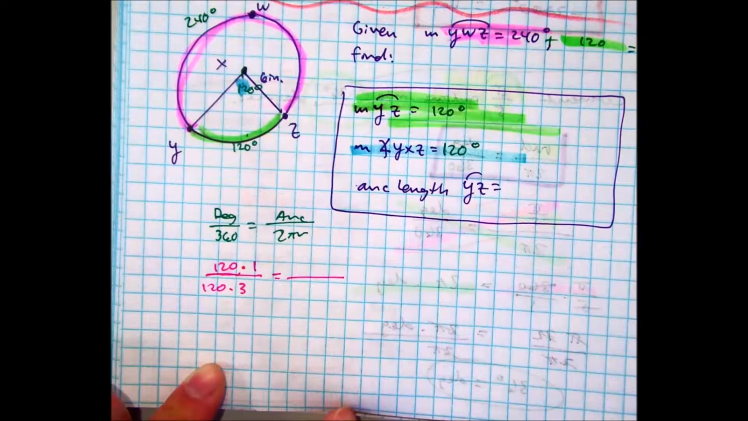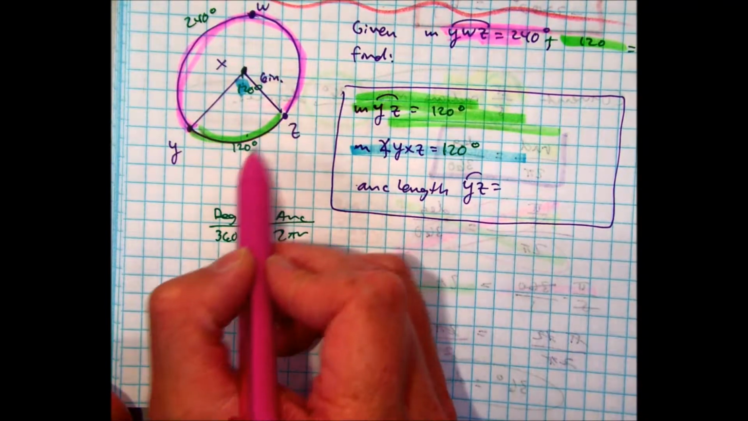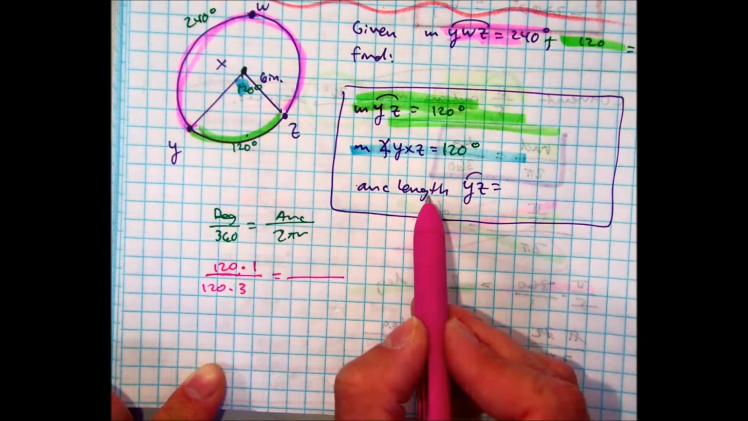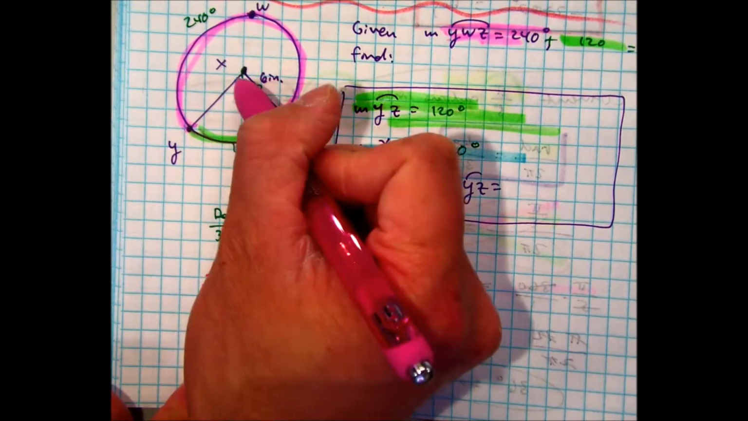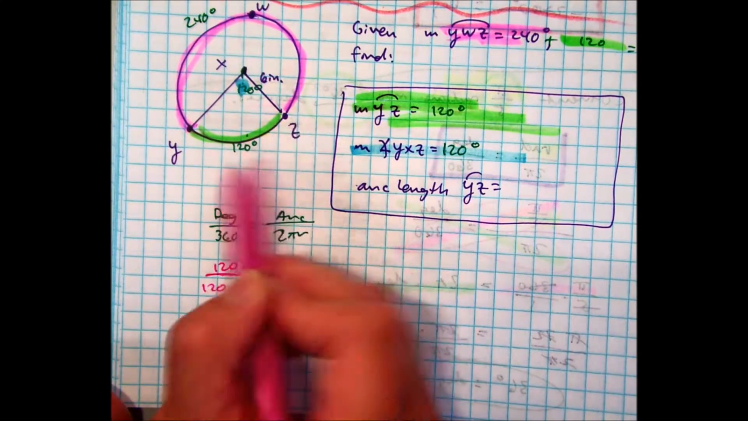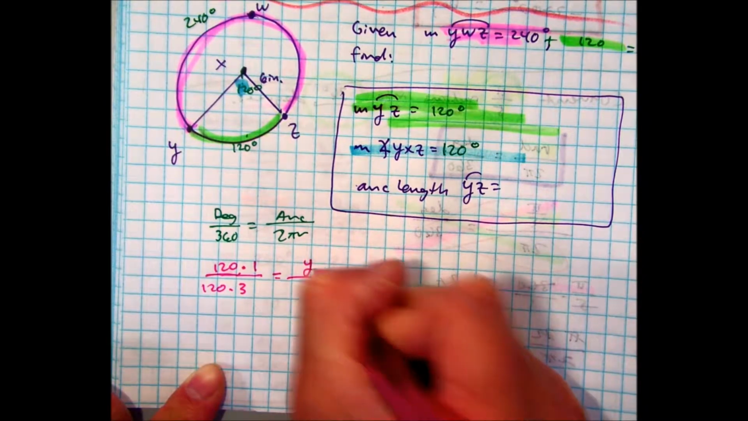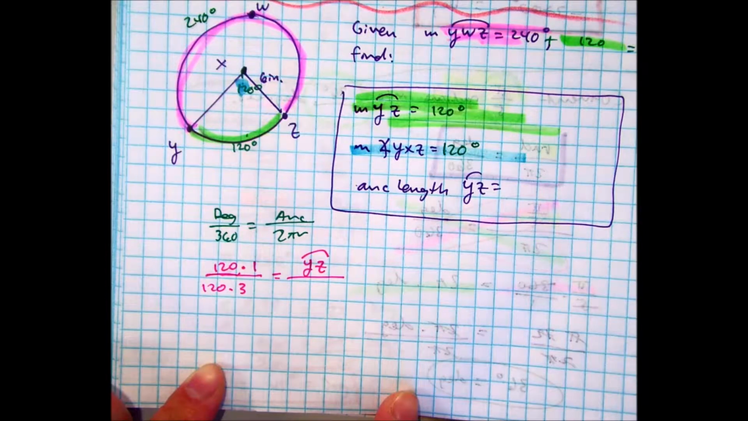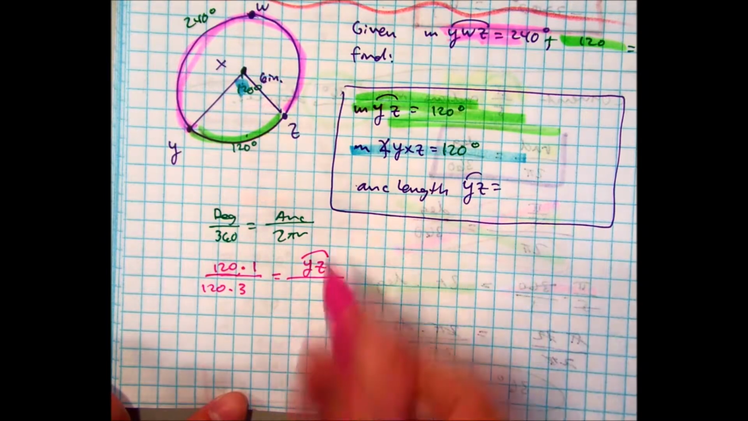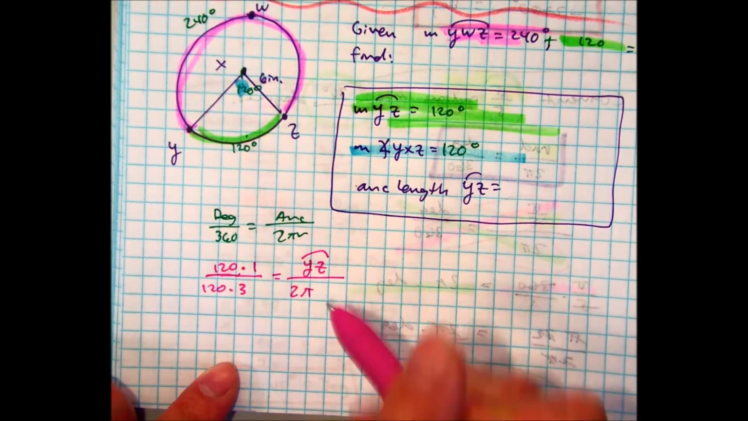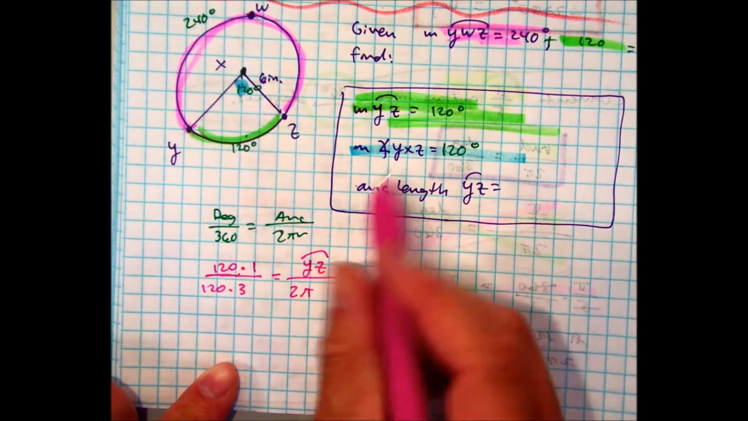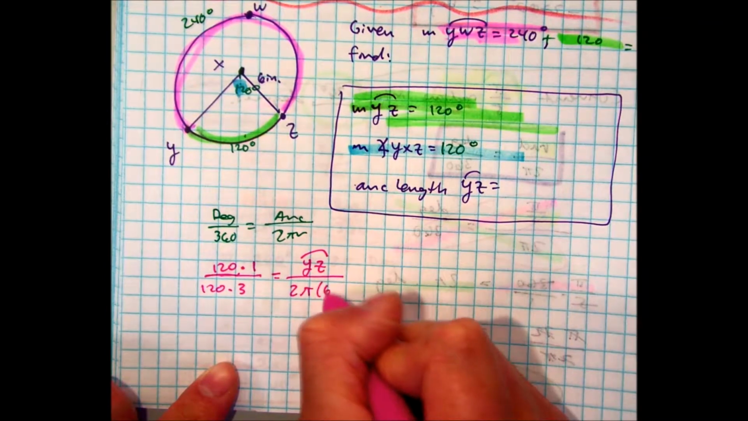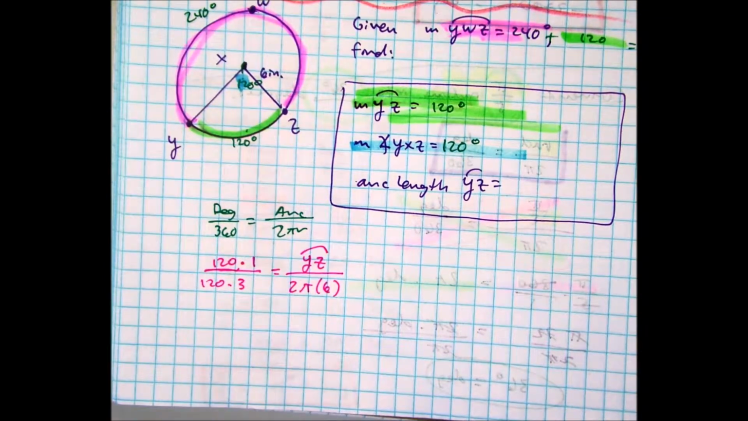Do we have the arc? You're not going to put 120 degrees here. I want the length. This is telling you the angle measure. So YZ is the name of our arc. So I'm going to write YZ, and then you put an arc above it. And then 2 times pi times my radius. Do we have something for the radius? 6. I'll leave the units to the very end.